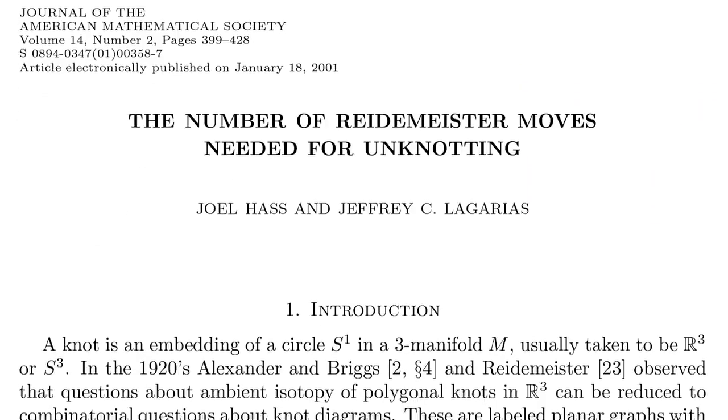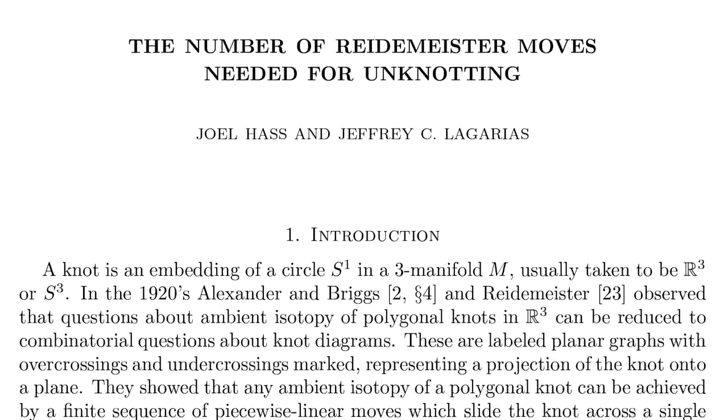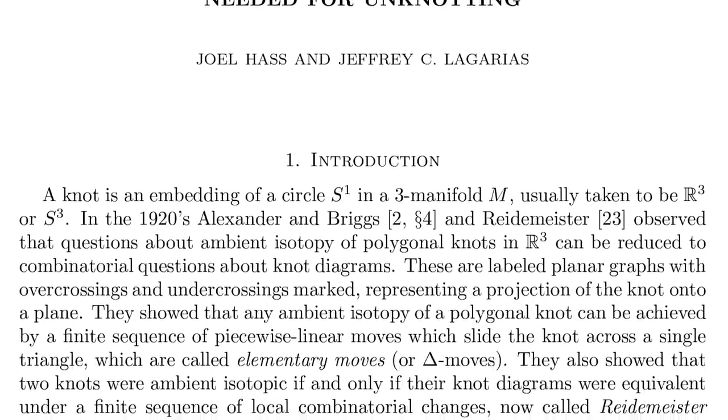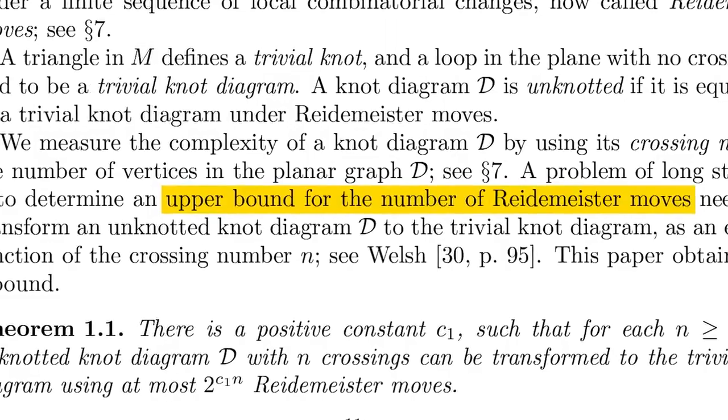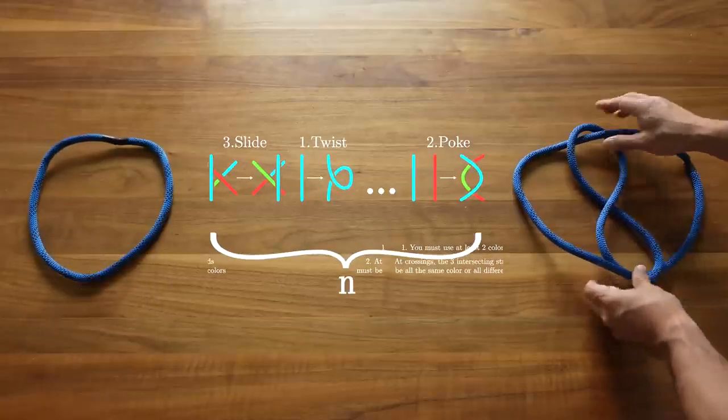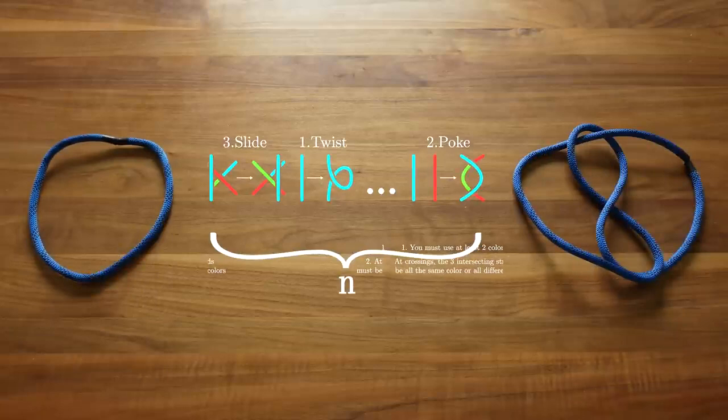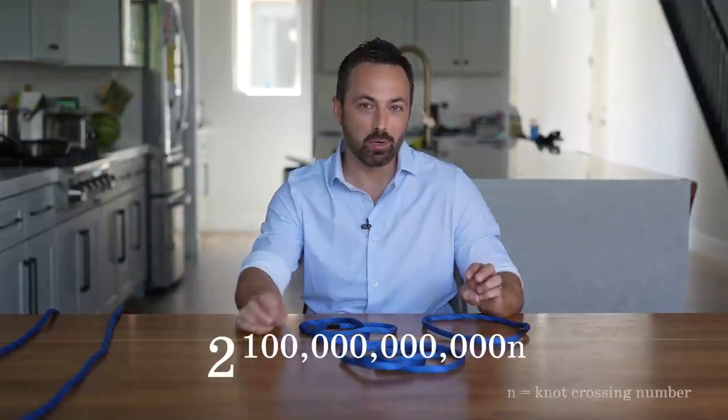In 2001, building on Haken's work, mathematicians found a way to distinguish between any knot and the unknot by simply setting an upper bound on the number of Reidemeister moves needed to connect them. If you check all sequences of Reidemeister moves up to that number, you can prove if the knot is the unknot or not. There's just one problem. That upper bound was 2 to the 100 billion n moves.